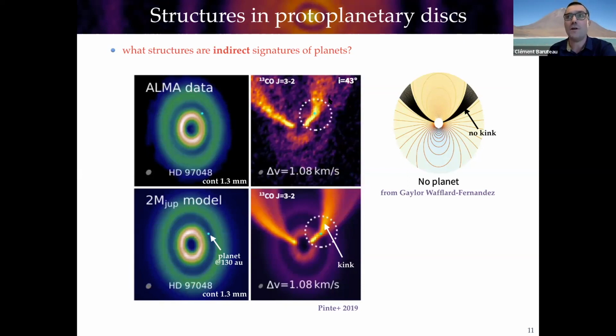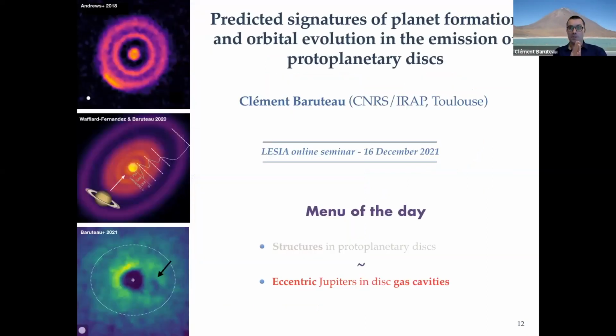So now that we have gone through the introduction, I will present the second part of my presentation, which has to do with eccentric Jupiters in this gas cavity. So why is that?